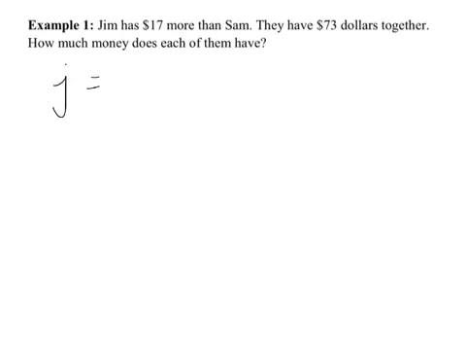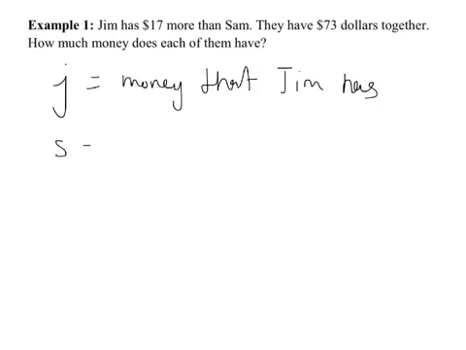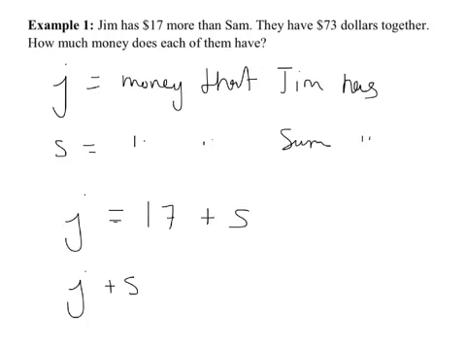So let's say J is the amount of money that Jim has. And we'll say that S is the amount of money that Sam has. And if Jim has 17 more than Sam, we could start by saying Jim is 17 more than Sam. And together they have $73, so Jim and Sam, when added together, has $73. So again, let's reiterate. Jim has $17 more than Sam. Jim and Sam together have $73. So those are our two equations.